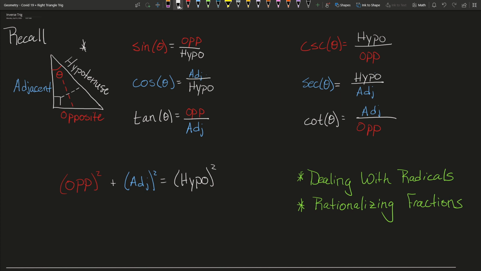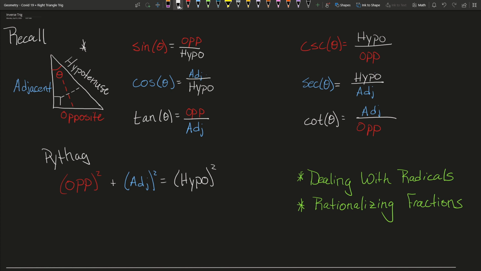Then we went over reciprocal functions, which are cosecant, secant, and cotangent. Cosecant is just hypotenuse over opposite, secant is hypotenuse over adjacent, and cotangent is adjacent over opposite. And with all of that, if we are given two sides of a right triangle, we can find the third by plugging into the Pythagorean theorem, which is opposite squared plus adjacent squared equals hypotenuse squared.